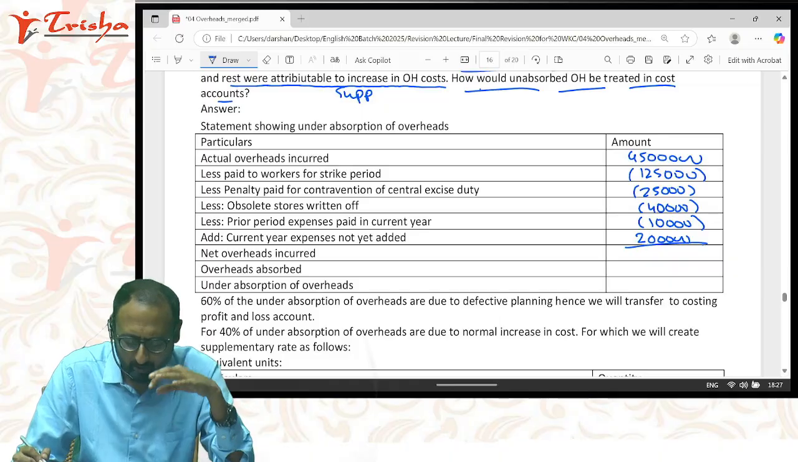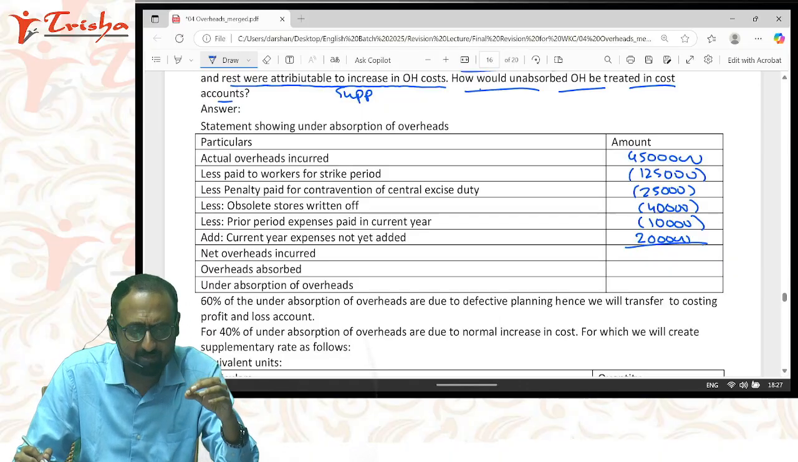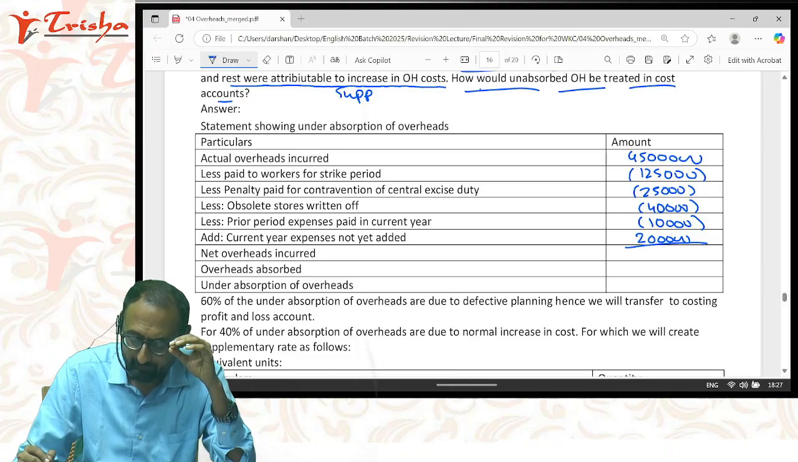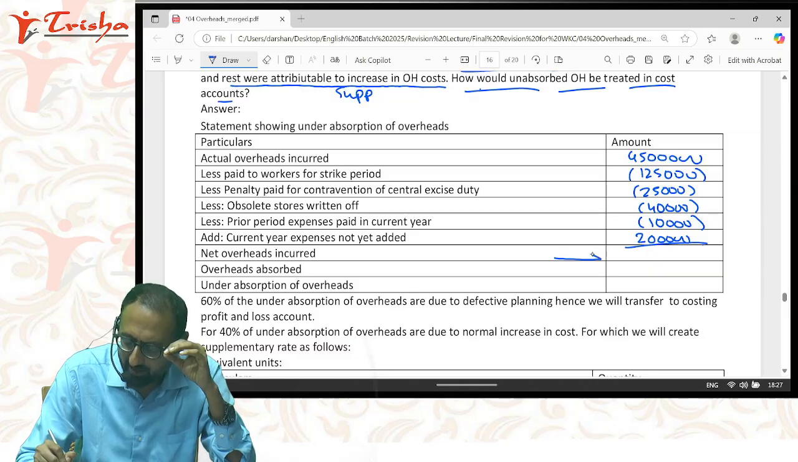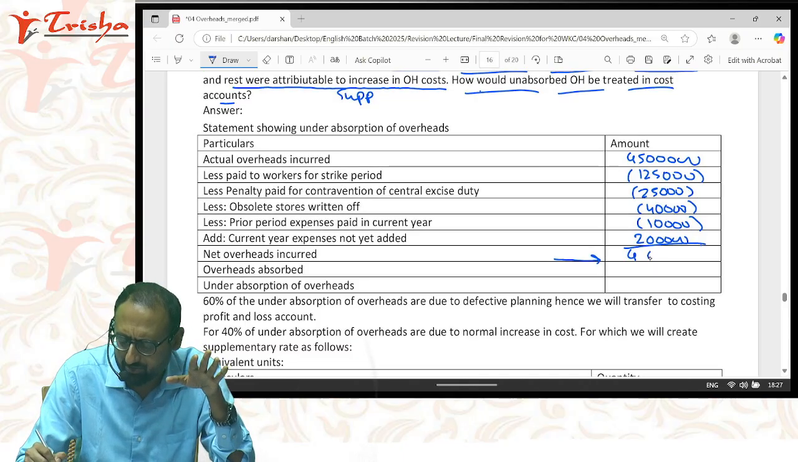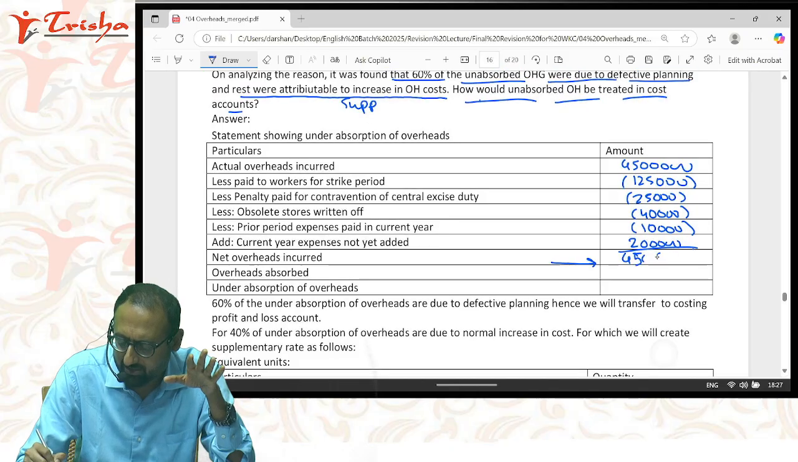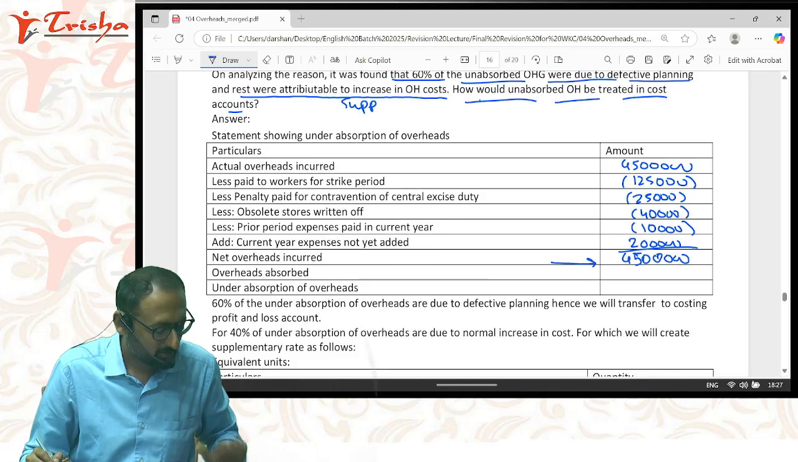Now, please tell me how much will be the current year expenses? Net overhead incurred. I think it is 45 lakhs only. If you can check that, is it 45 lakhs? Now you will absorb the overhead.